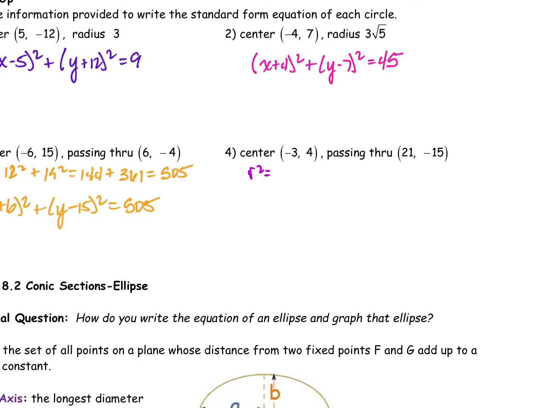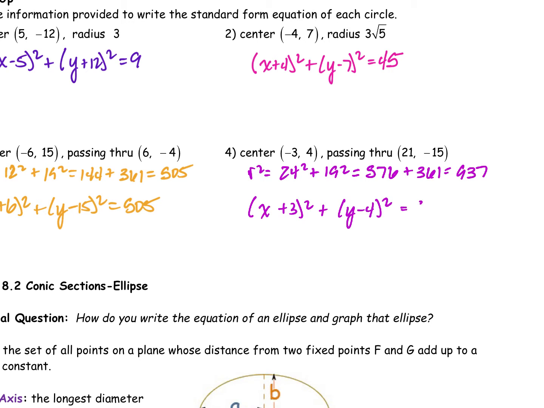R squared is going to be 24 squared plus 19 squared again, which is 576 plus 361, 937. Awesome. So that should be x plus 3 squared plus y minus 4 squared equals 937. That's what I got.